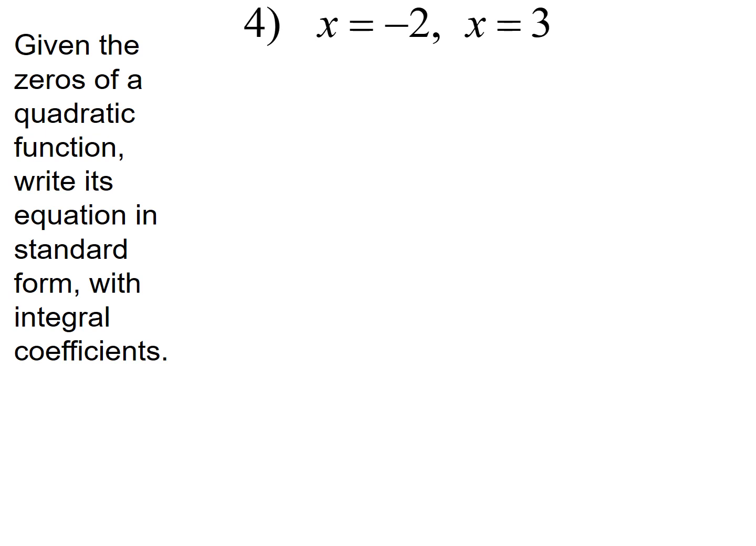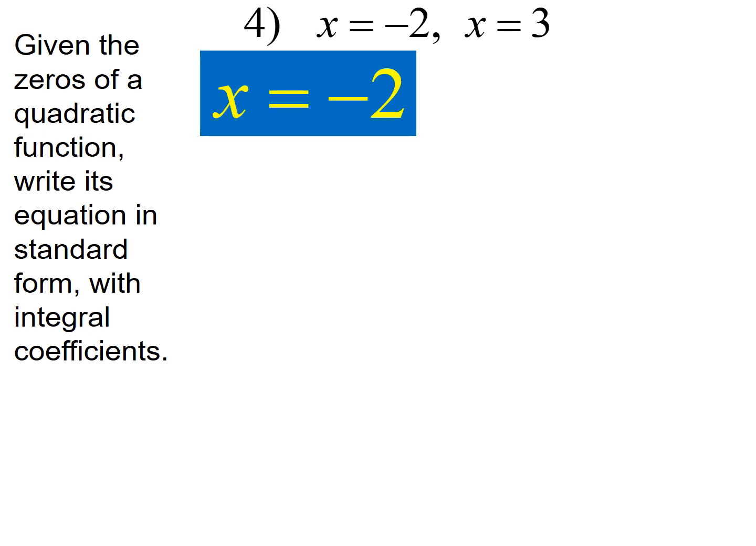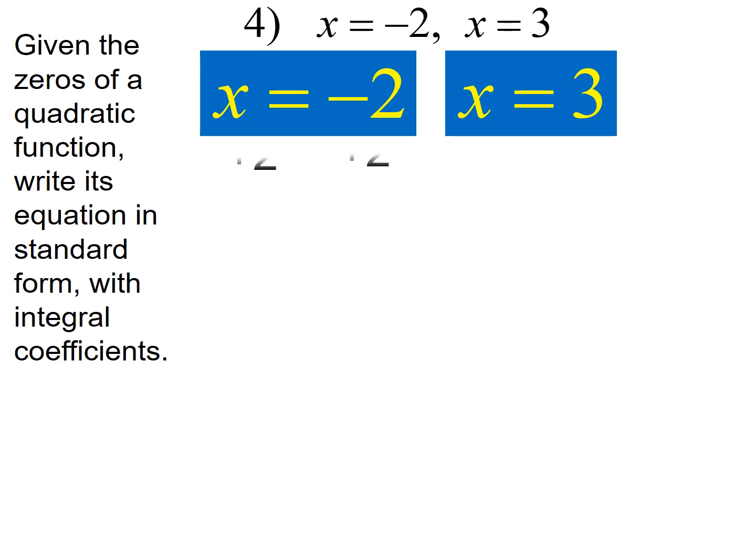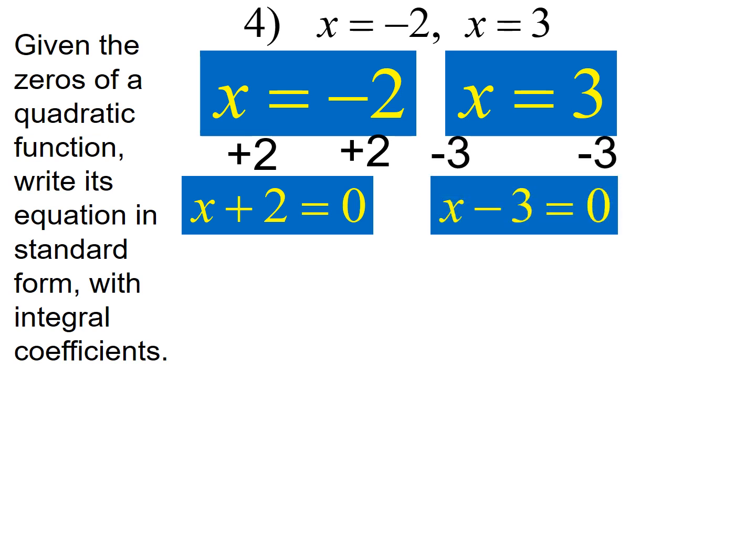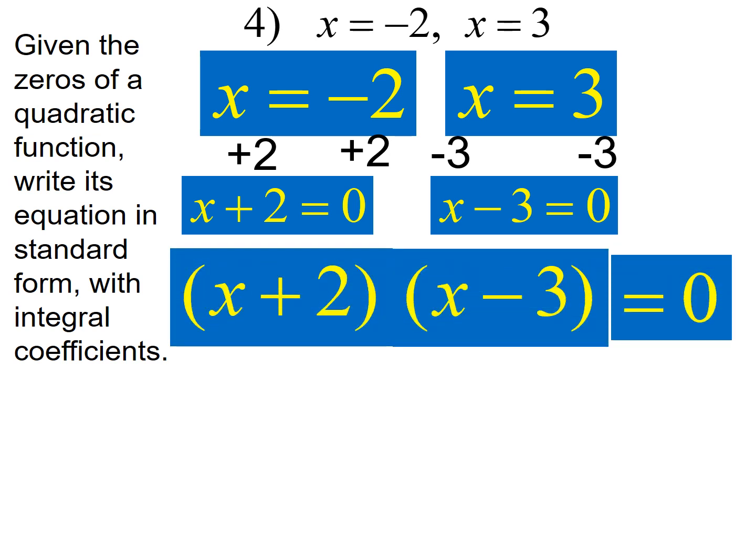Here we have, given the zeros of a quadratic function, write its equation in standard form with integral coefficients. So we don't want any fractions for the coefficients. We're going to start off with x is equal to negative 2 and x is equal to 3. We're going to build this by adding 2 to each side. And when we do, we have x plus 2 is equal to 0, and we have x minus 3 is equal to 0. This now becomes our factors. We put it in factored form, and x plus 2 times the expression x minus 3.